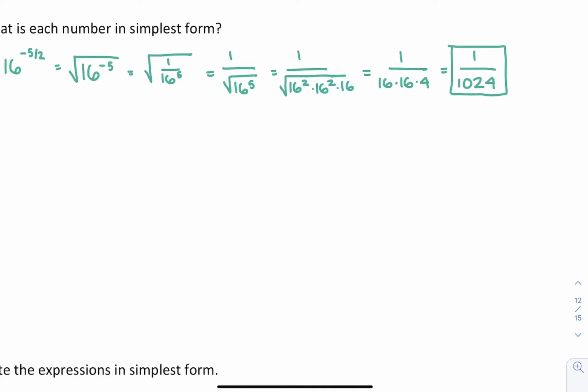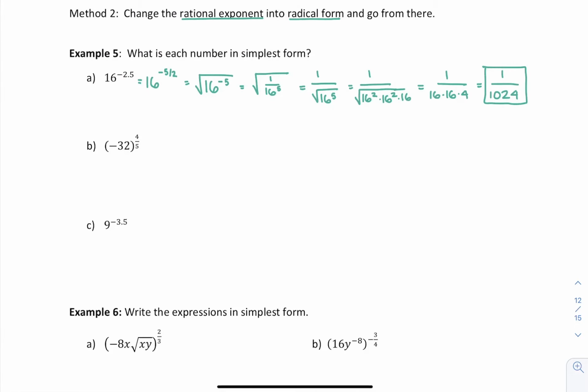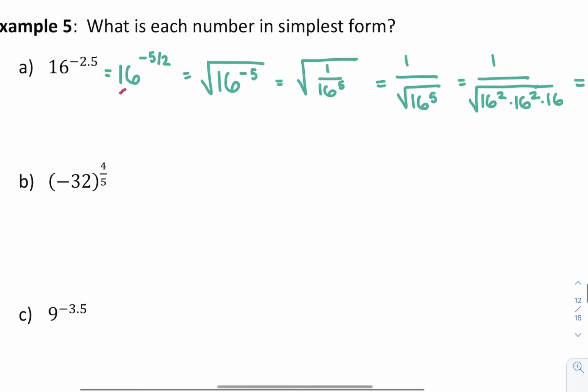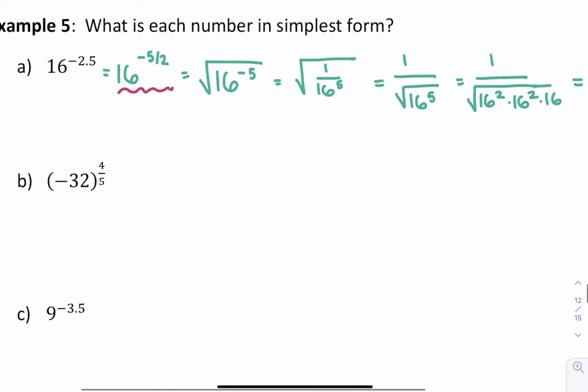So that way was pretty long. Let's see about this other way. The first thing I can do from this point right here, so I'm actually going to start here where I have a fraction, is I'm going to try to rewrite this so it's something squared because I have a square in the denominator. Well, I know that this is 4 squared, right? That's what 16 is, to the negative 5 halves.